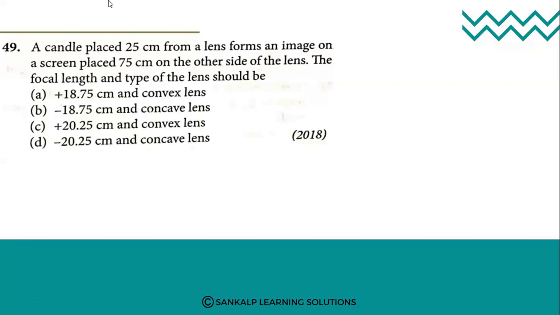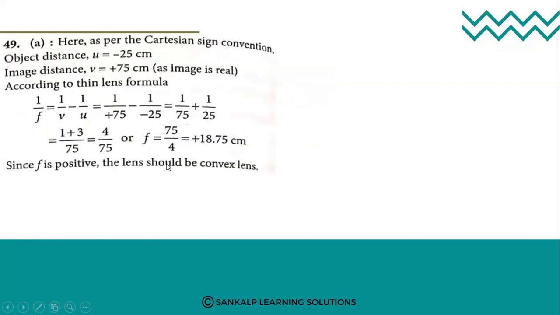We can use the same formula. So lens formula we have to use. That is 1 by V minus 1 by U is equal to 1 by F. Yes. So according to the sign convention, the object distance is on the left side of the lens, therefore it is minus 25 centimeter.